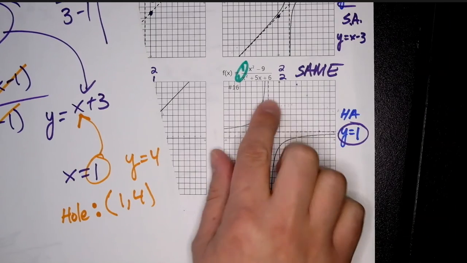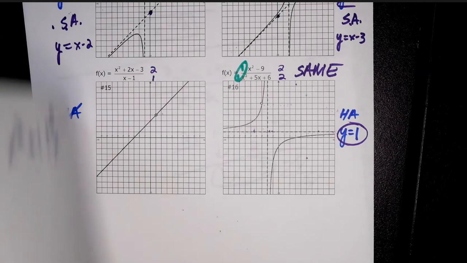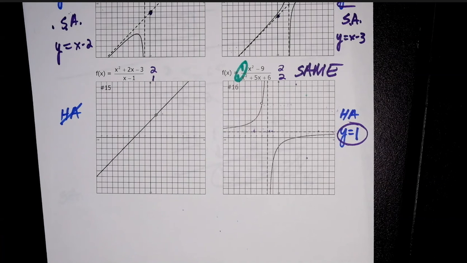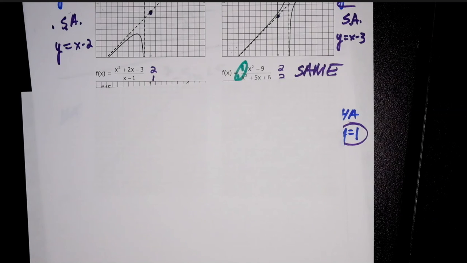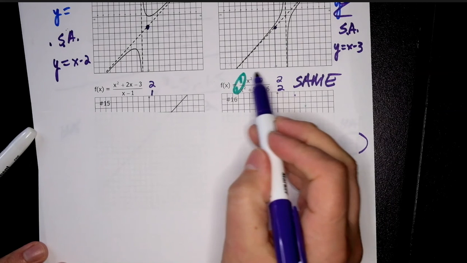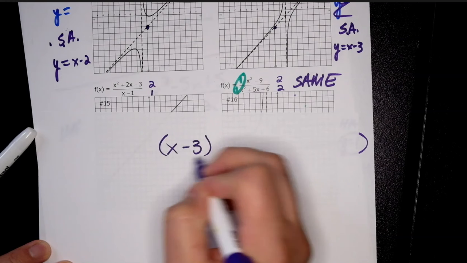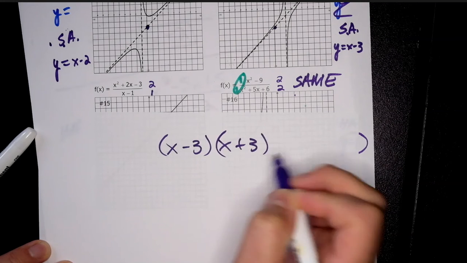Now let's look at number 16 here. Number 16 also has a hole, but it has a horizontal asymptote as well. Let's see what's going on with that one. I've got x squared minus 9 in the top. I know that will factor, right? That numerator factors because it's a difference of squares: x minus 3 times x plus 3.